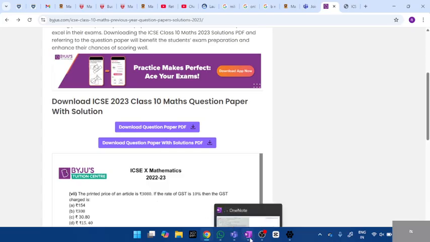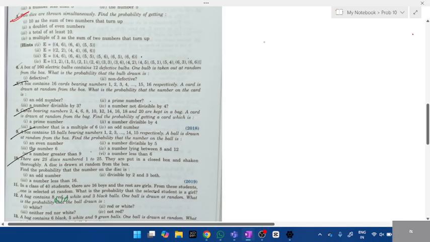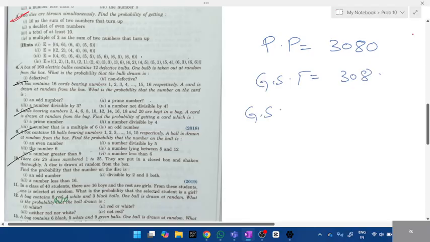Based on this, students, look here. Printed price is 3080. And instead of giving the GST percentage, I'll give GST in rupees. GST is equal to 308. Calculate the GST percentage. Usually, how do we calculate the GST amount?